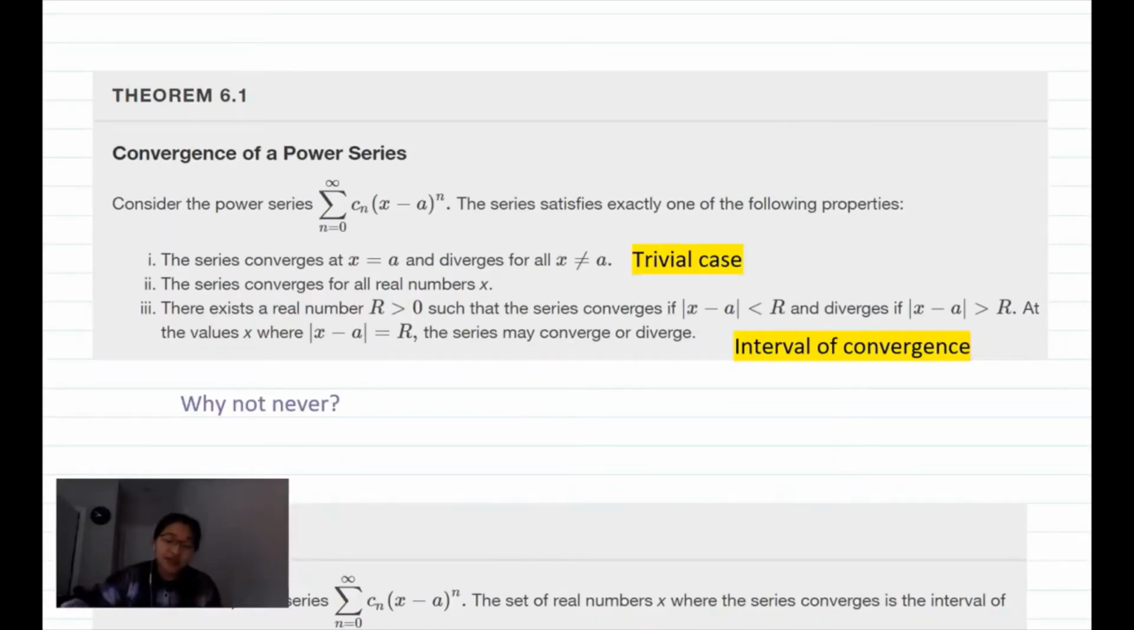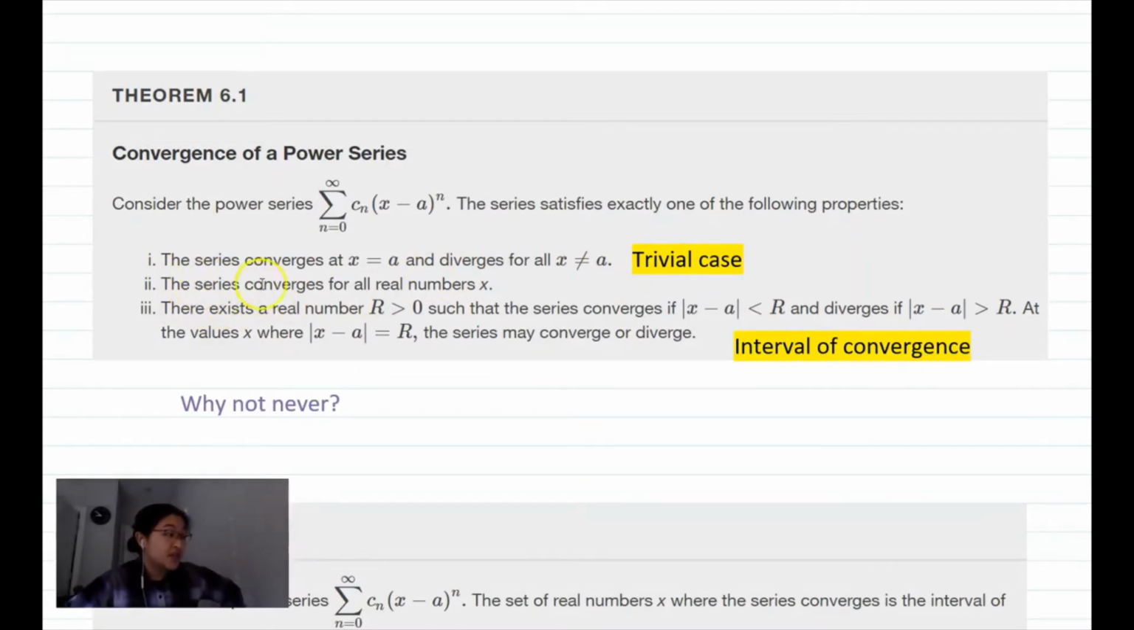So with power series, there's 3 cases. There's 3 things that could possibly happen. You could either have that your series converges only at A, only where you're centered at, and it diverges everywhere else. It only works at that one spot, and for all other numbers it diverges. That's what we call a trivial case, because it only works at that one trivial spot that you're anchoring your power series.